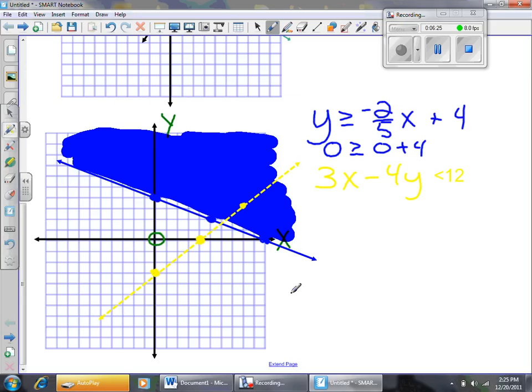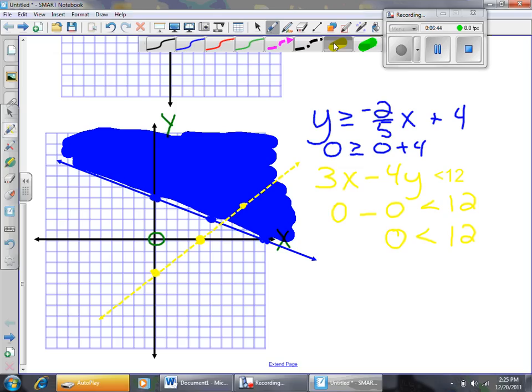Now I need to see which side to shade, so I have to use a test point. I love to use 0, 0. Remember, the only time I can't use 0, 0 is when the line actually passes through the origin. This time I get a true statement, that 0 is less than 12, so I will shade where the origin is. So I'll shade above the line.